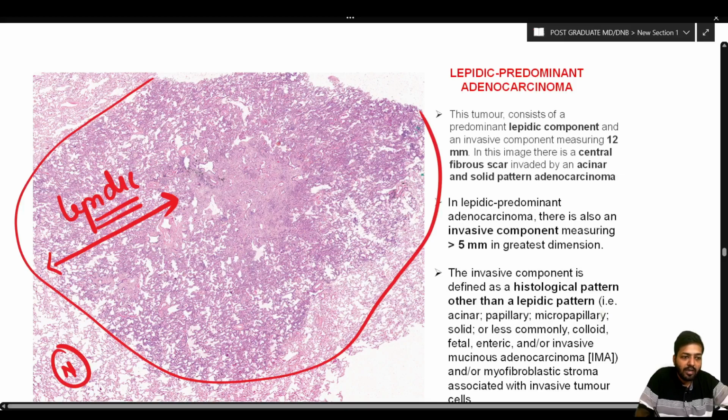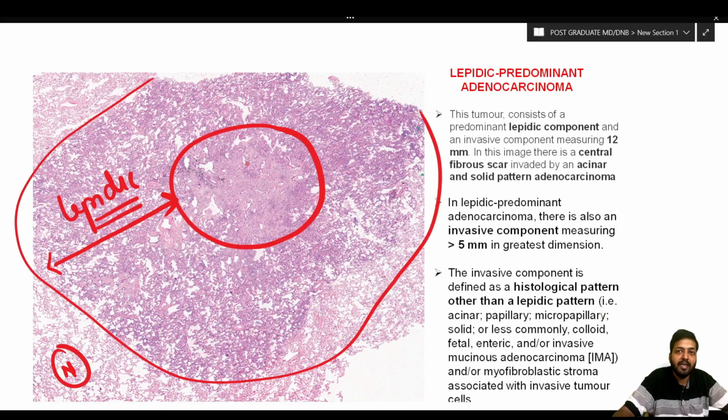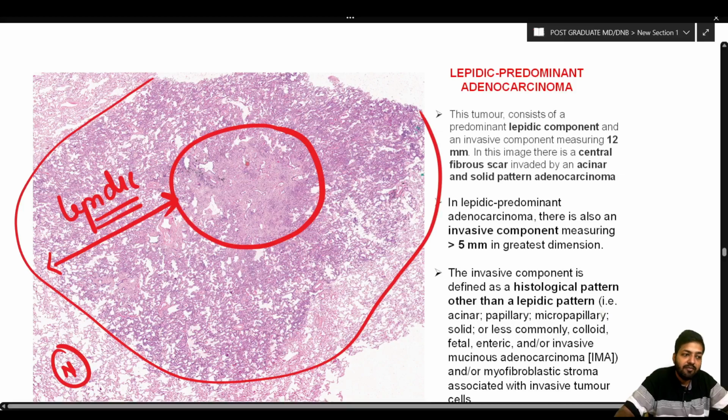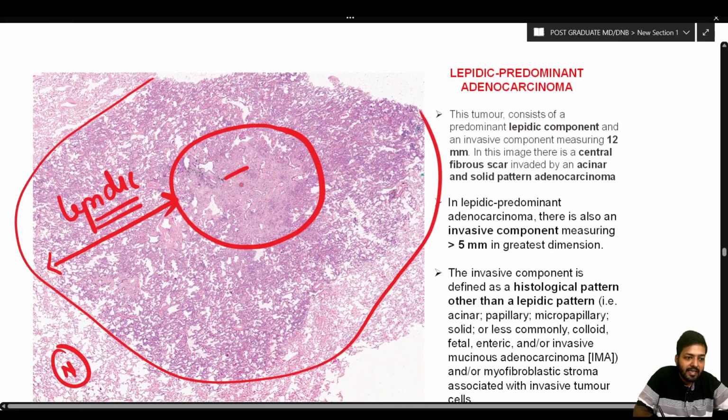Okay, invasion is not there, but this central area is the one where there is invasion, where you can see different patterns. Now remember, the invasive pattern is always in some other pattern like acinar, papillary, micropapillary, solid pattern of invasion. So the invasive pattern is always different as compared to the lipidic. Lipidic pattern should never be taken into account while assessing the invasive component. So this central area, if you can appreciate, this is the invasive component, and this is basically exemplified by this particular area.